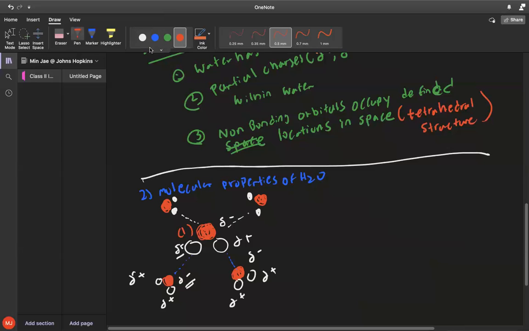Sorry about that. So since it's delta negative over here, it can interact with 2 hydrogen atoms, one of them interacting with the partial positive hydrogen of one water molecule, and the other with the separate hydrogen atom of another water molecule. So essentially, one water molecule can form 4 total hydrogen bonds, just like that.